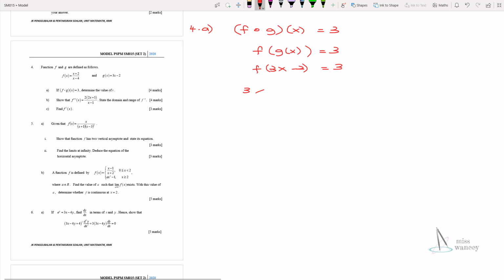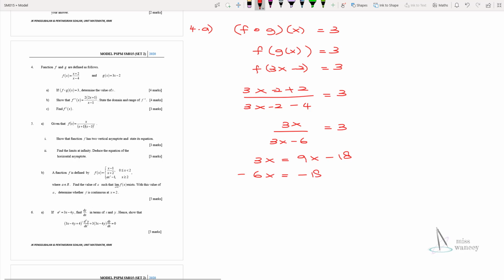So we got (3x minus 2 plus 2) over (3x minus 2 minus 4) equal to 3. So we got 3x over (3x minus 6) equal to 3. So let me bring it to the right hand side. So 3x is equal to 3 times 3, 9x, 3 times negative 6, so negative 18. So negative 6x is equal to negative 18. Therefore, x will be equal to 3.